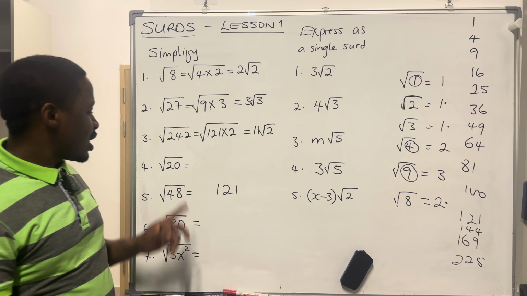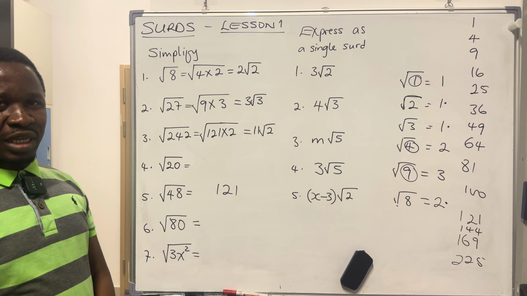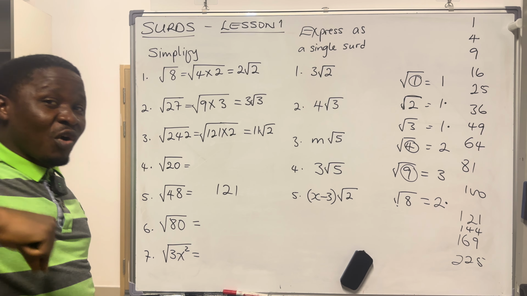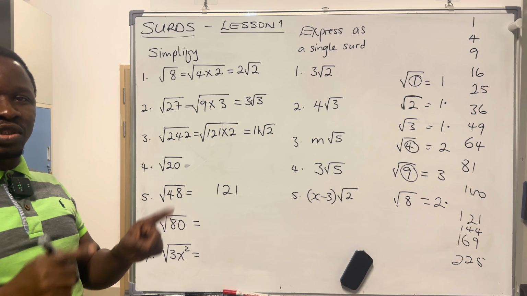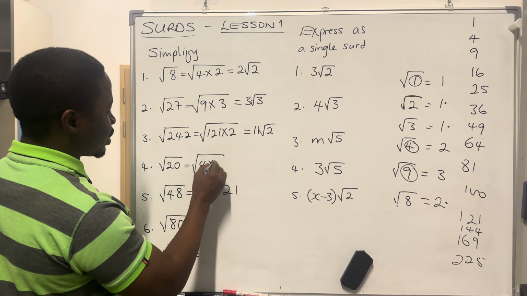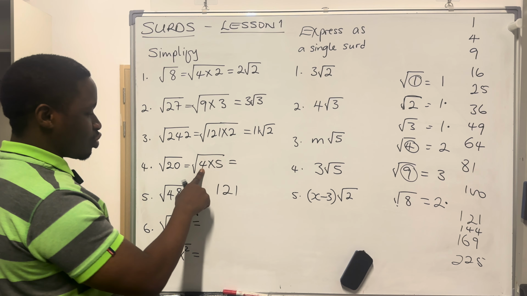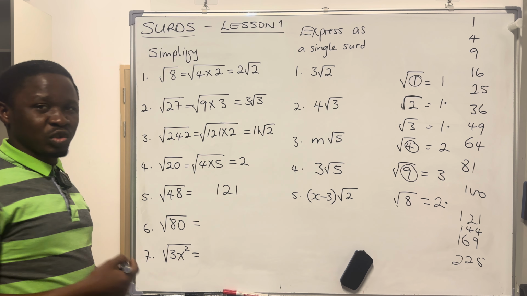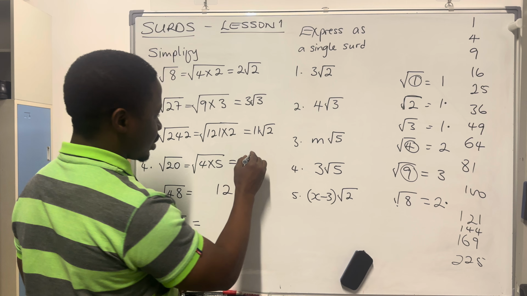Let's go higher. If you divide 20 by 4, what do we get? We get 5. Is 5 a perfect square? No. But 4 itself is a perfect square, so you can use 4 and 5. So you can say 4 times 5. The square root of 4 is 2. It goes outside. 5 will not give us a whole number, so it remains in the root.